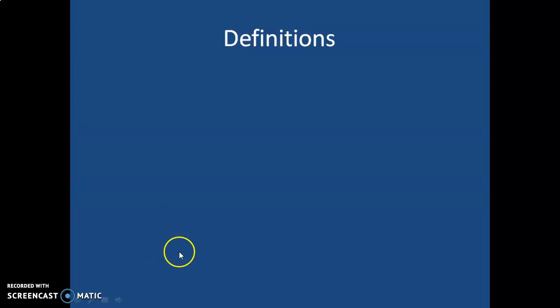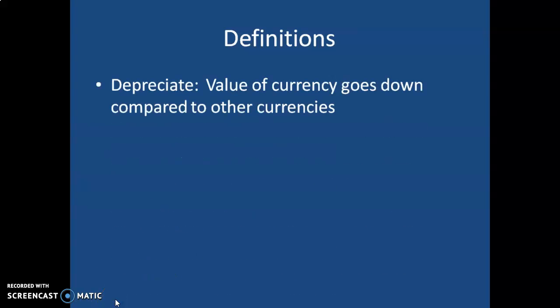Okay, moving on. Let's get a few more definitions in. First of all, depreciate. When the value of a currency goes down compared to another country's currency, we would say that currency has depreciated in value. Okay, so if the dollar, for example, used to be worth 1.05 euros and now the dollar is worth 1.13 euros, that means that the dollar would have depreciated against the euro. The value of it has gone down.